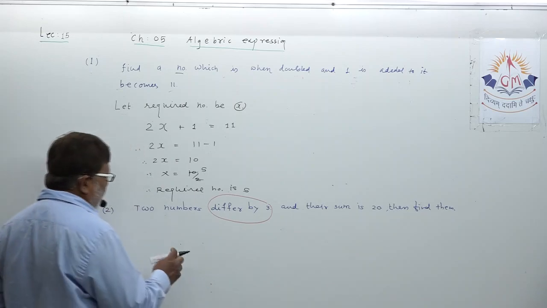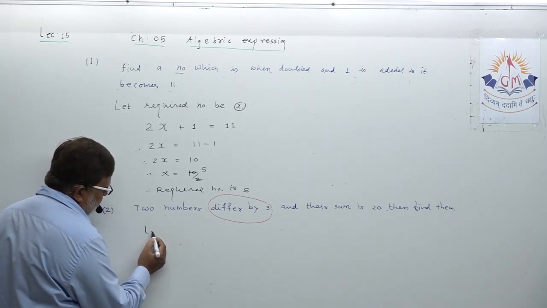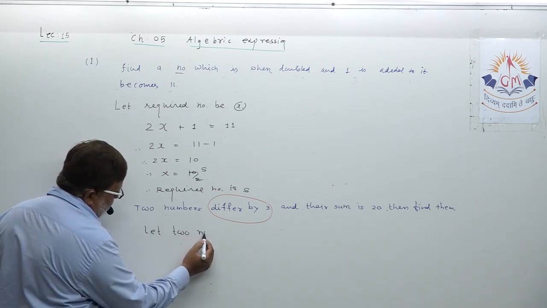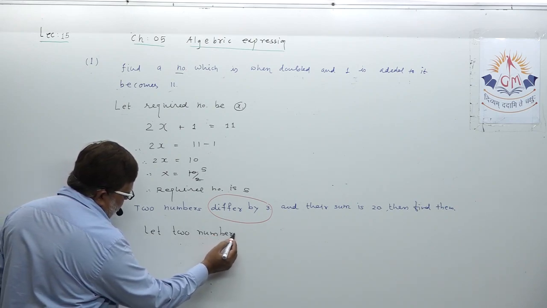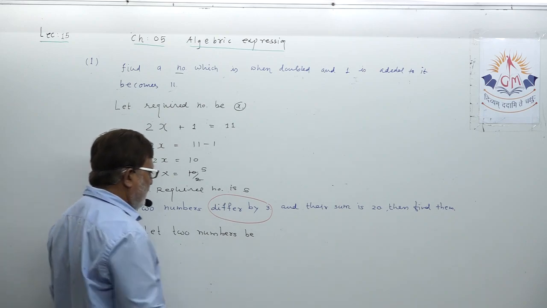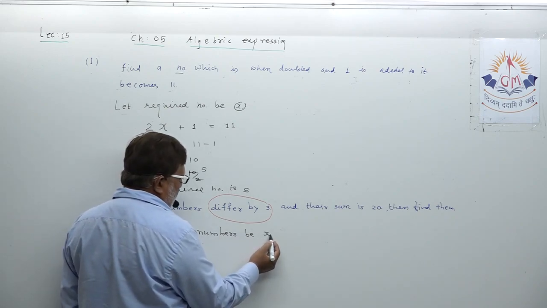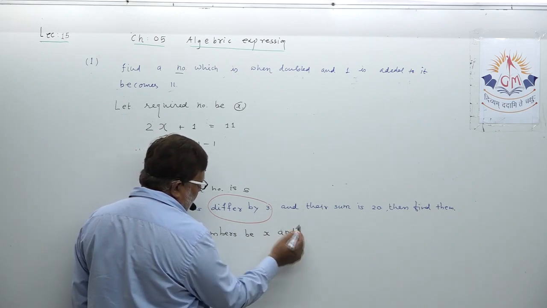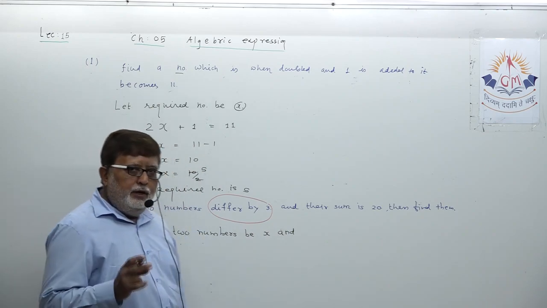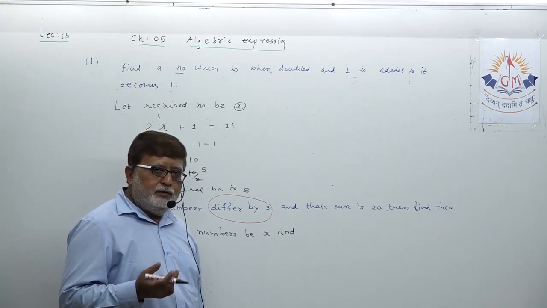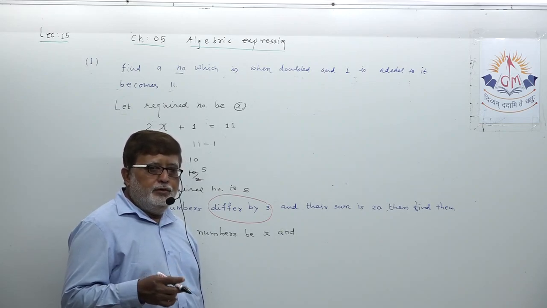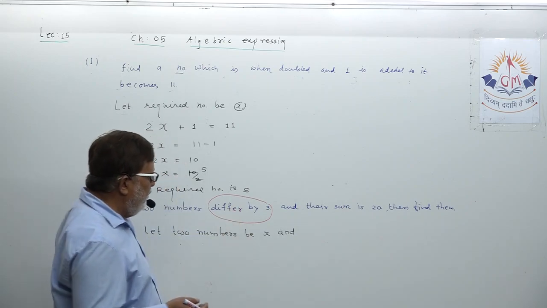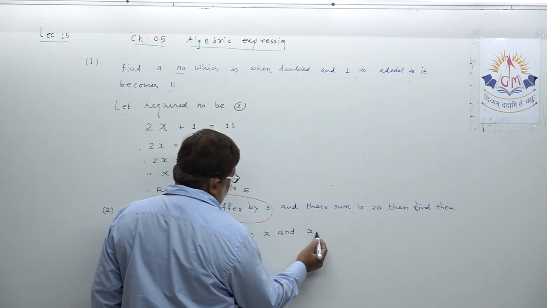So suppose, dear student, I write this way. Let the two numbers which we want be: one number, if I suppose as x, then another number I can take as x plus 3 or x minus 3. Whatever you take, x plus 3 or x minus 3, okay, because the difference is 3. So suppose I take x plus 3.